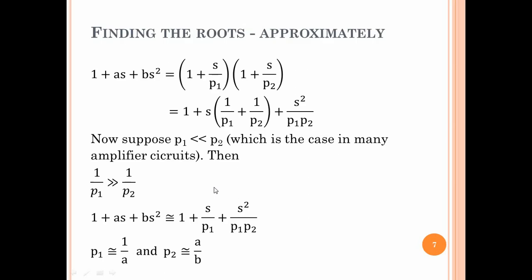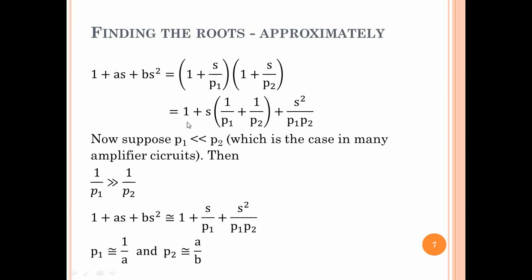But there is a nice, simpler method of finding the roots. So let's discuss this now. Let us say 1 plus as plus bs squared can be written in terms of its two poles, say p1 and p2. So given this form with the constant term being 1, we can write this as 1 plus s by p1 into 1 plus s by p2.